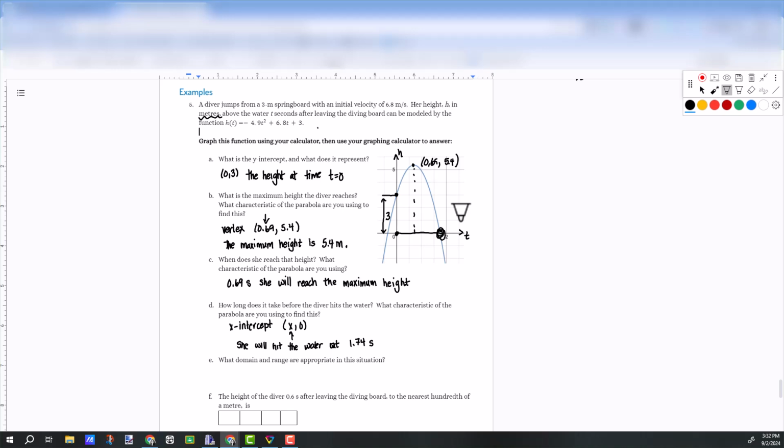So in this case, the domain, and we'll write this in two types of notation. Let's do the domain in blue. Time can definitely equal 0 because that's where she starts. And time can definitely equal that 1.74 because that's where she finishes. So we can write it like this for the domain.